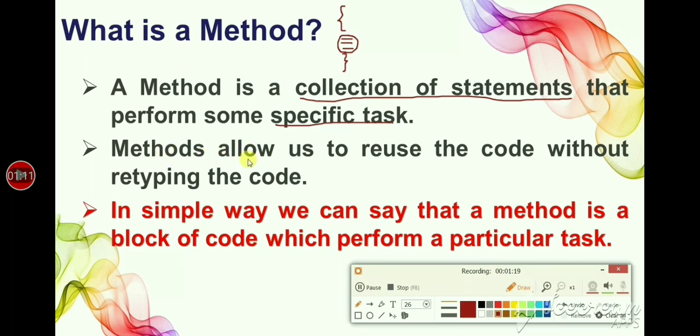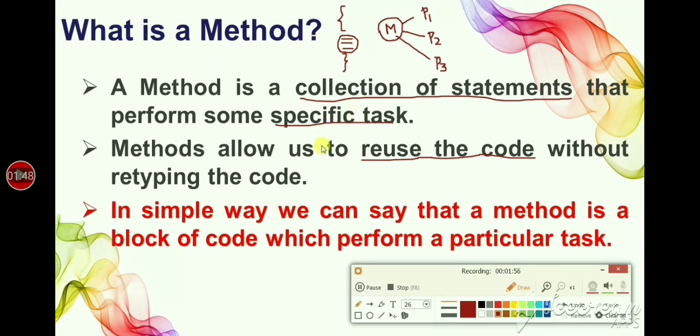Another point is that methods allow us to reuse the code without retyping it. It means here I am creating one method. This method can be accessed by program 1. The same method can be accessed by program 2. Again this method can be accessed by program 3. How is it possible? Due to the function or method, this is possible.